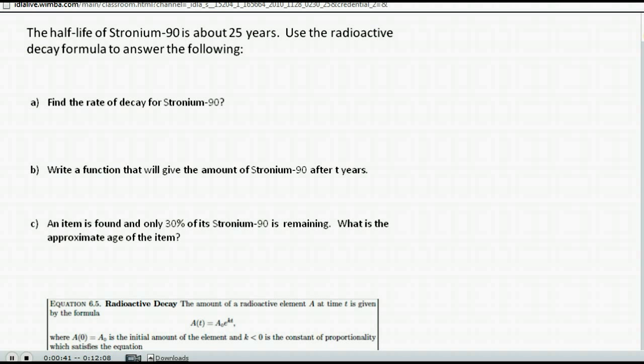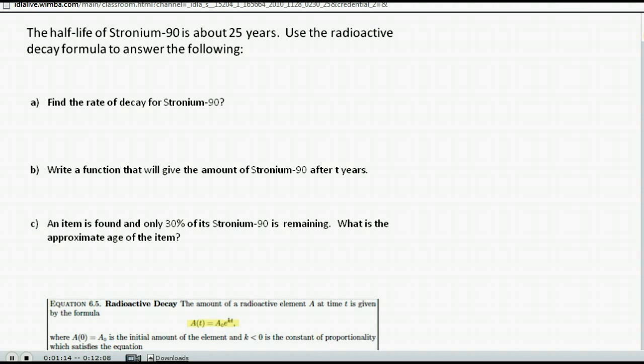The half-life of strontium-90 is 25 years. Use the radioactive decay formula to answer the following question. So again, here is our radioactive decay. It's kind of small there, but our amount now is equal to the initial amount times e to the k times t. Again, remember that k is negative because this is decay. K should always be negative when you plug it into that formula.